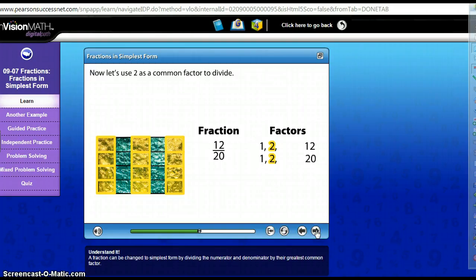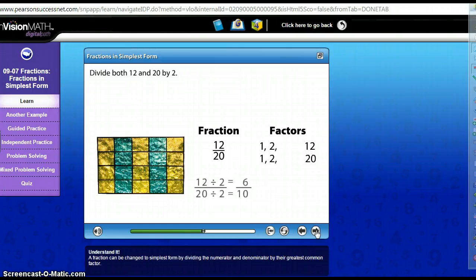Now let's use 2 as a common factor to divide. Divide both 12 and 20 by 2. So when we do that, we get 6/10. Both 6 and 10 are even. Divide both by 2. We can reduce again by 2.